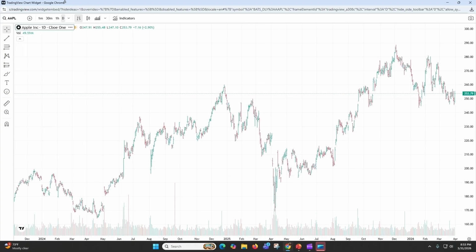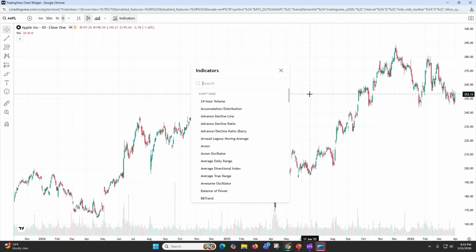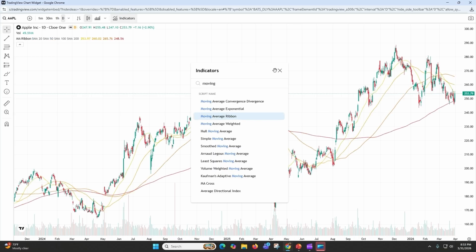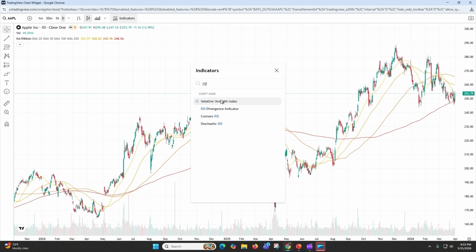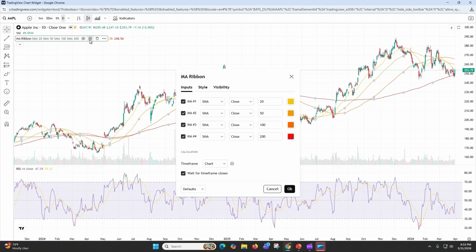What I like to do is move to the candles rather than the bars. And then I have a little bit of a hack for you here. Rather than use just a simple moving average, I can use a moving average ribbon in this case. The reason I do this is you're limited in how many indicators you can use in this free version, so this is a quick little hack. And I put the RSI, the relative strength index.